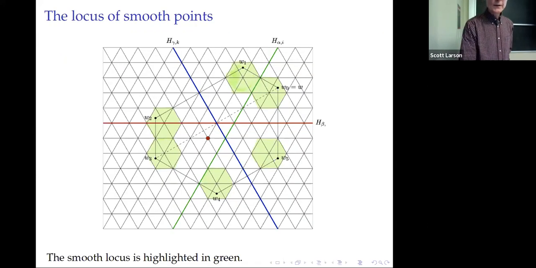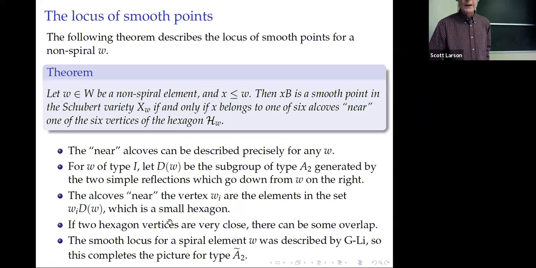I should say that in this other picture, if the 2 hexagon vertices are close to each other, the little 6 elements next to each vertex can overlap, so you might not get 12 elements there. But in any event, this completes the picture for type A2 tilde. When I said understand the smooth locus, I meant come up with a description like this where you can see what the set of points that are smooth or rationally smooth are, as opposed to having to employ some test like a Kazhdan-Lusztig polynomial, which would be difficult in any case.